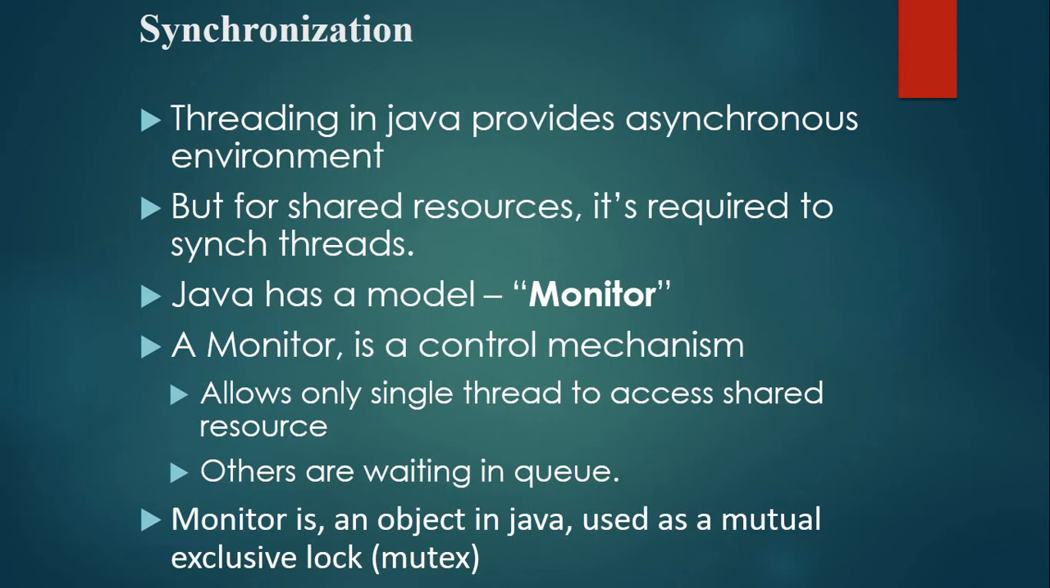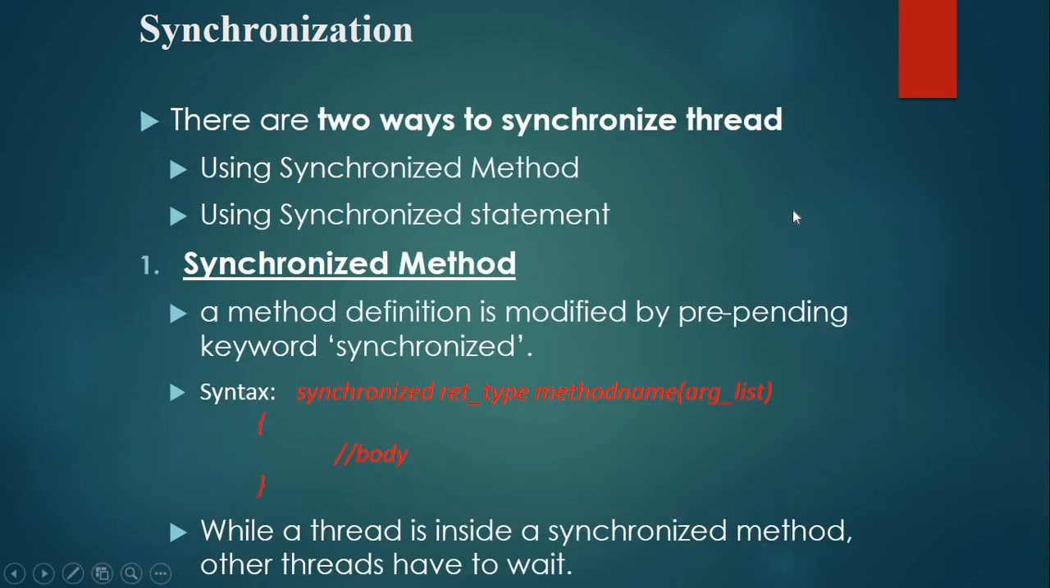Threading in Java provides an asynchronous environment, but for shared resources, meaning if two threads are accessing or sharing the same resource, it is required to synchronize threads. Java has a model called monitor. A monitor is a control mechanism. It allows only a single thread to access a shared resource. Other threads wait in a queue. A monitor is an object in Java used as a mutually exclusive lock, or we can say it is a mutex.